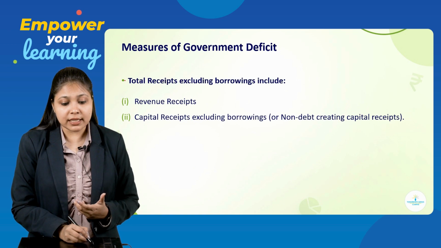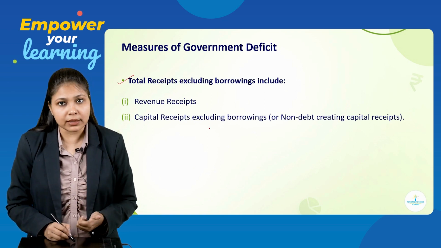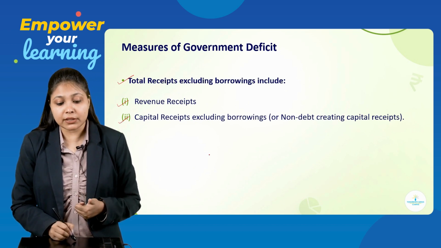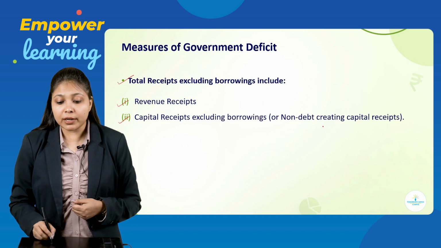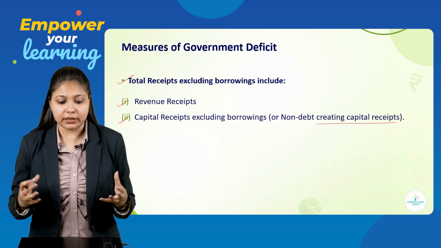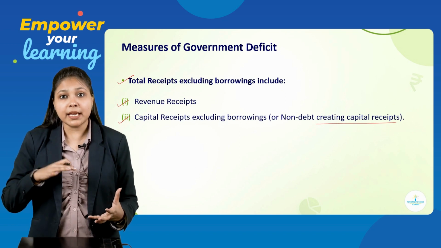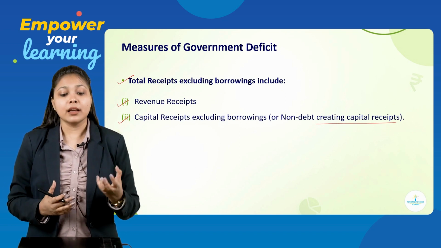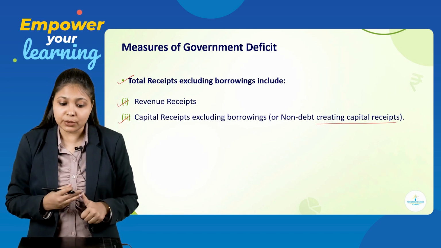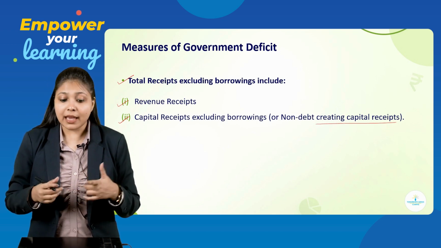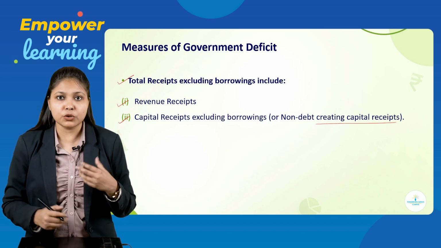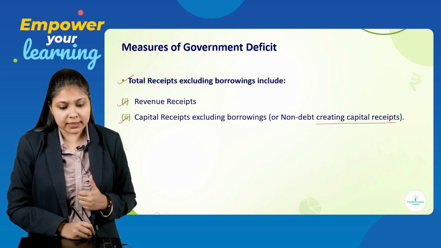So what all things will the total receipts excluding borrowings include? It will include revenue receipts and it will also include the capital receipts excluding the borrowings, that is, non-debt creating capital receipts. Any receipt should not create a debt or a liability. We will be excluding that while calculating capital receipts. So total receipts include two things, revenue receipts and capital receipts. Capital receipts will exclude the borrowings. No liabilities, no loans, no borrowings should be included while computing total receipts.